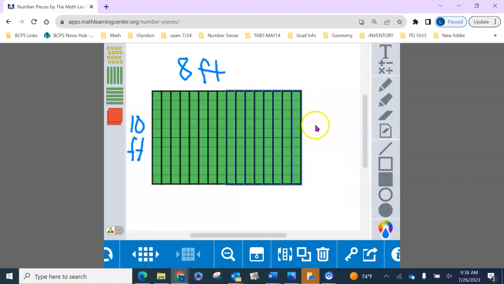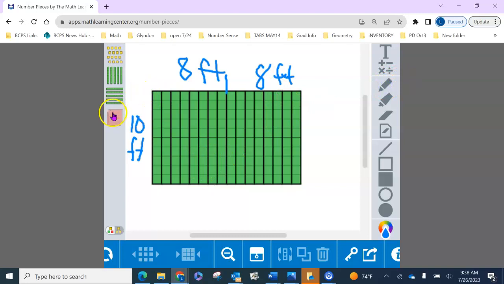So I know that it's still 10 feet on my vertical dimension, and then again, I'm going to have another 8 feet on the right. 1, 2, 3, 4, 5, 6, 7, 8. I can even just draw a little line there to show where I have 8 feet on the left and 8 feet on the right. And then I need to find the total area.